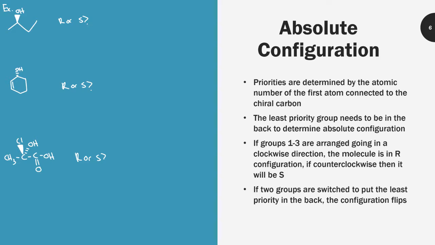And if you switch 2 groups to put the least priority group in the back, then your configuration flips. So always try to remember that, because you'll get messed up if you keep it the same.